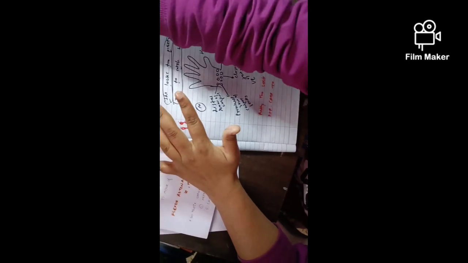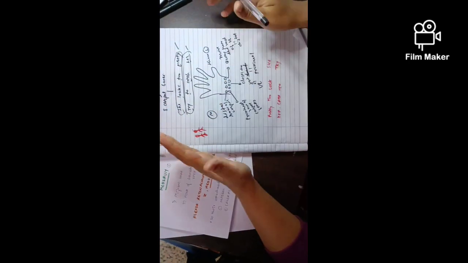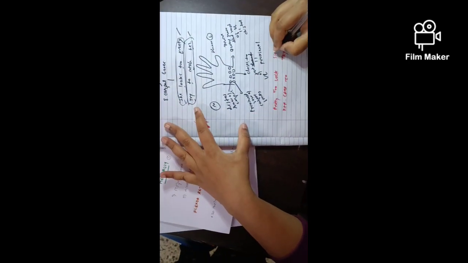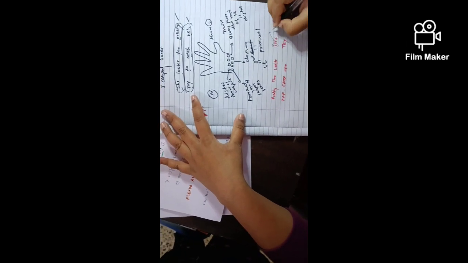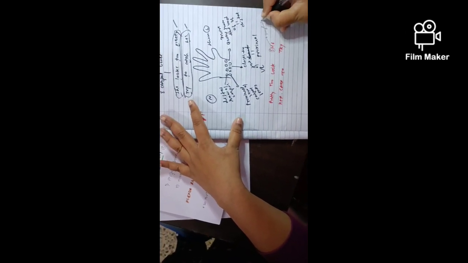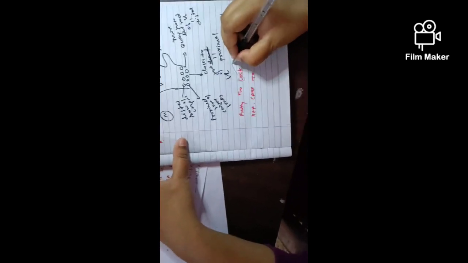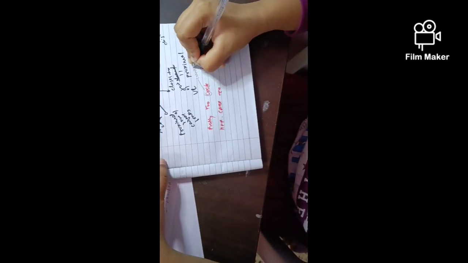Now we have learned the mnemonic. It will be much easier, and we will not forget it in an exam or when asked. S, scaphoid. It will be very nice if you learn the names. Scaphoid. This is lunate.